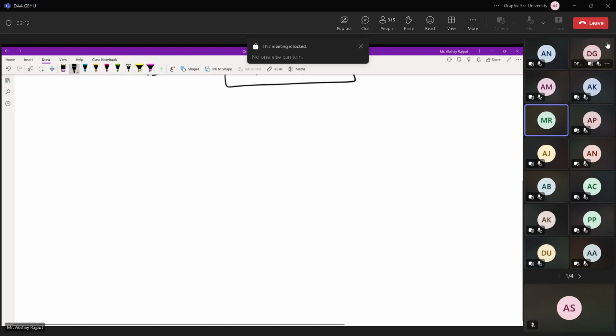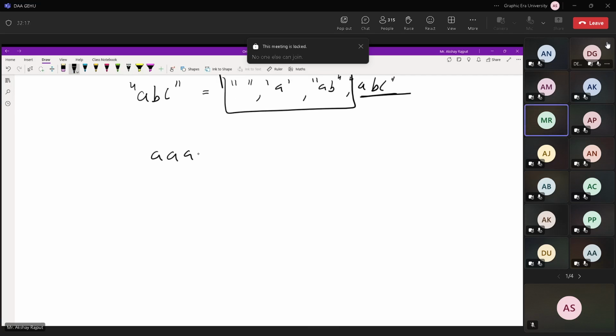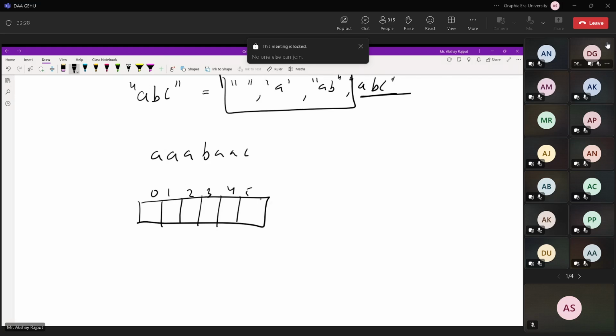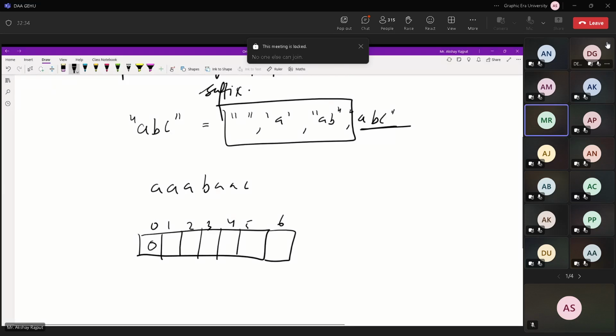Let's start with this array A A A B A A C. So first we will create an array: 1, 2, 3, 4, 5, 6, 7. Now the first one will always be 0 because there is no proper prefix of A, right? A's proper prefix is empty. The length of the proper prefix which is also a suffix is 0.